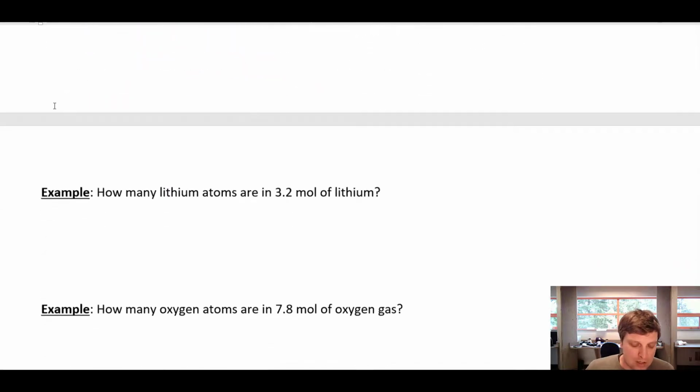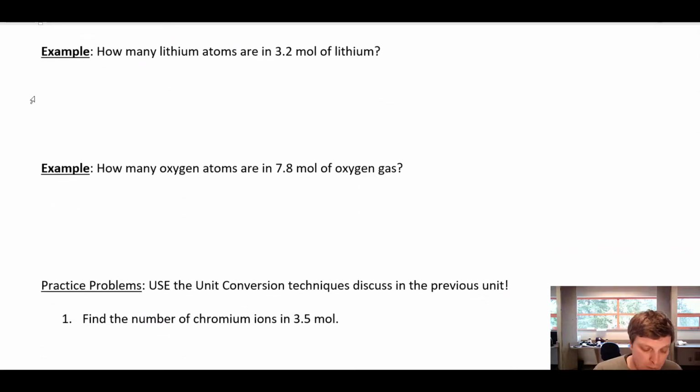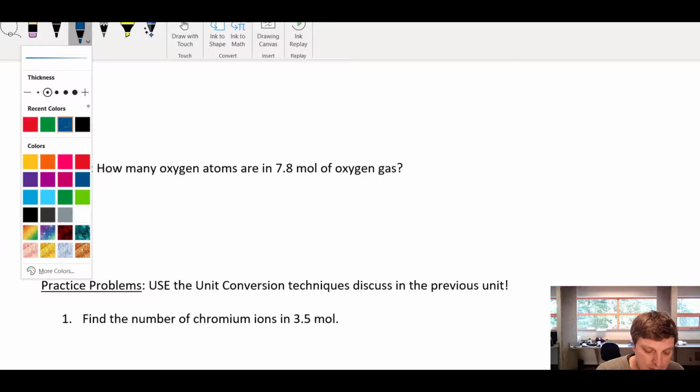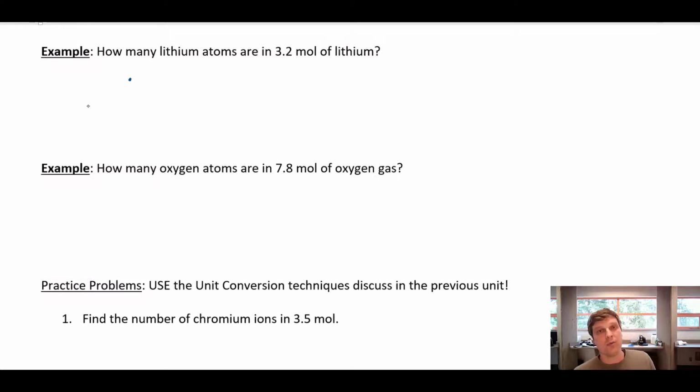So let's see how we could start to use that in some examples. So the first question there is how many lithium atoms are in 3.2 moles of lithium? So I'm going to start this off by asking a question. How many lithium atoms? So that's my first question.